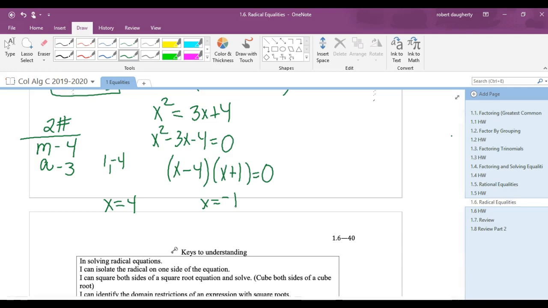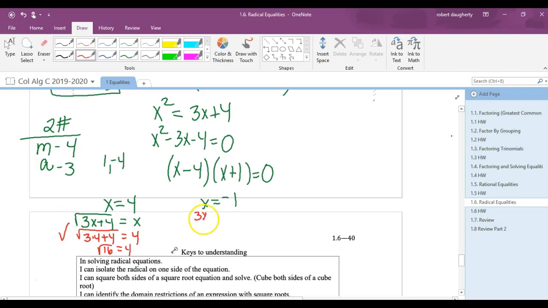Check your answer. So it was 3x plus 4 equal x. Let's check when x is equal to 4. So 3 times 4 plus 4. So 3 times 4 is what? 12. 12 plus 4 is 16. Square root of 16 equals 4. That means that 4 is equal to 4. That's good.